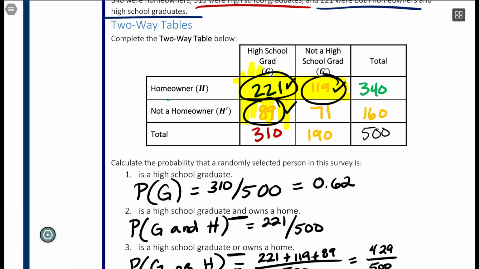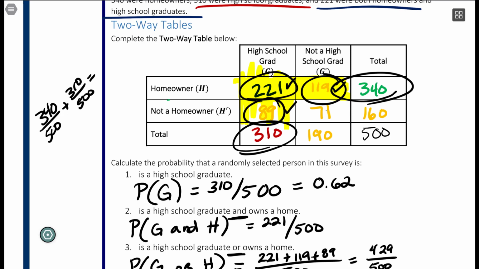That would be like saying 340 over 500 plus 310 over 500. What does that give me, right? If all you did was just add these two totals together and put it out of 500, that's going to give me 650 over 500. Well, then I have counted more people than I can possibly count because I only had 500 people. That should tell you that you counted somebody twice. So what we need to now do is subtract from it the intersection, 221 out of 500. And now we can see 650 over 500 minus 221 out of 500, and that gives us our result that we originally found by doing it the other way, 429 out of 500.